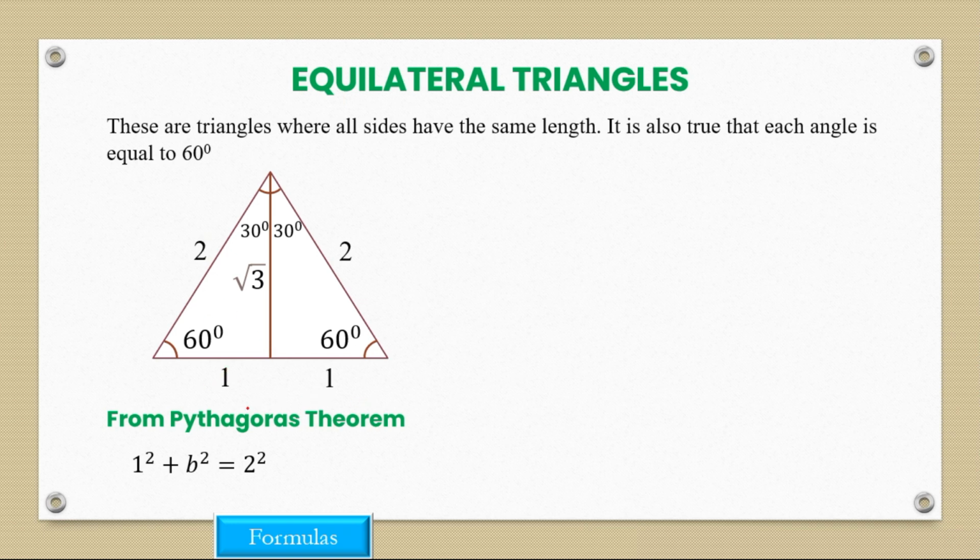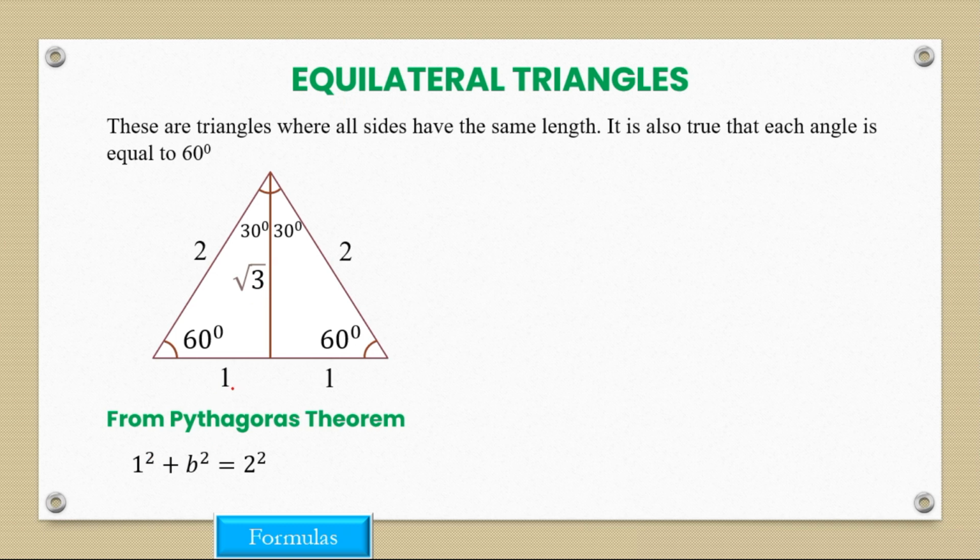So from Pythagoras theorem, we can see that this 2 is the hypotenuse, and this side, the opposite, which we're referring to as B, is actually unknown at the beginning. But with Pythagoras theorem we know that this is 2 and this is 1. So I'm showing you how we derive this root 3.